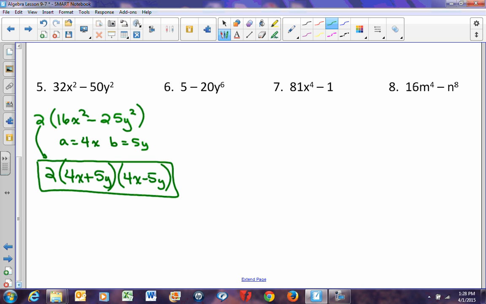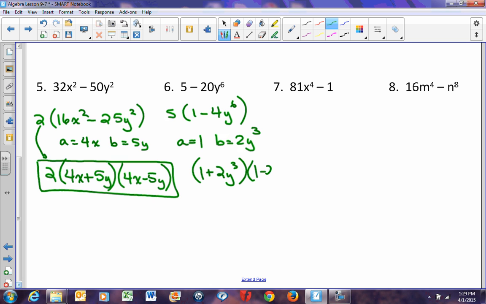You might look at number 6 and go, yeah, that one looks terrible. It's because it can be divided by 5. I take a 5 out of that. I'm left with 1 minus 4y to the sixth. So my a term is 1, and my b term, be careful here, is 2y to the third. We just divide the variable exponent in half. Okay, 2y to the third. So this becomes 1 plus 2y to the third times 1 minus 2y to the third. And don't forget we took a 5 out of it, so we have to put the 5 back into it.